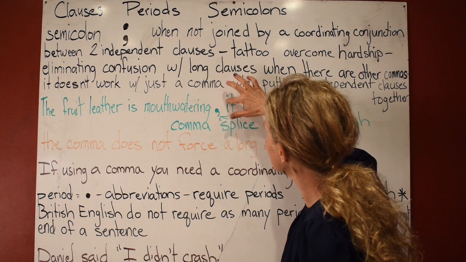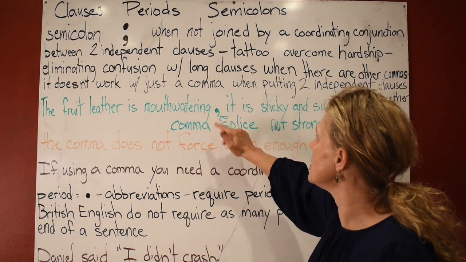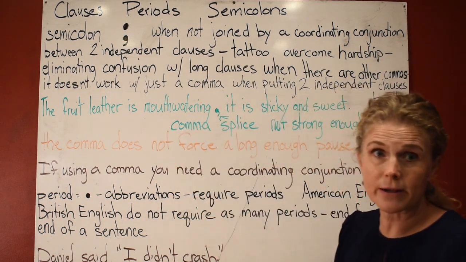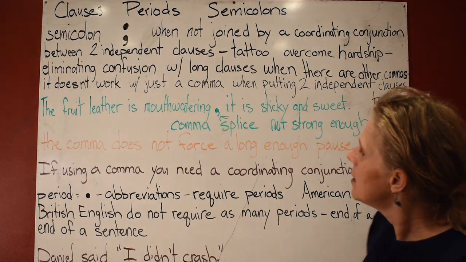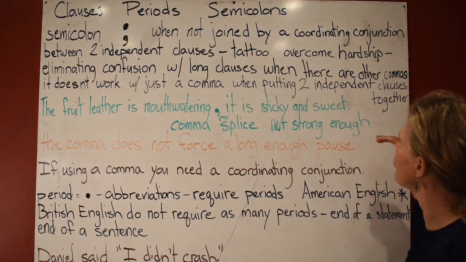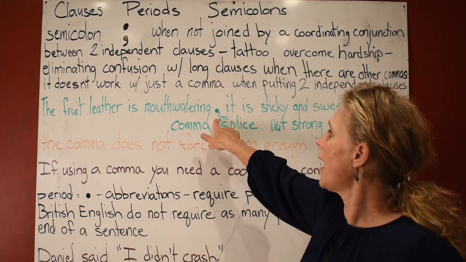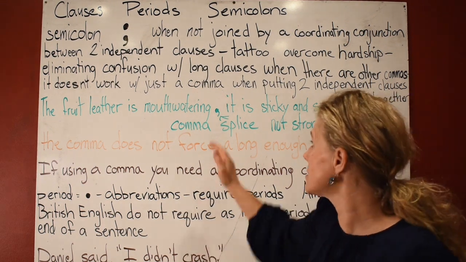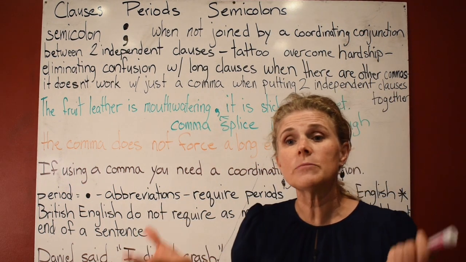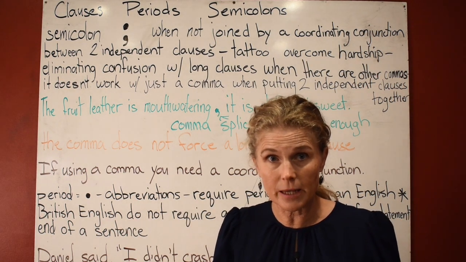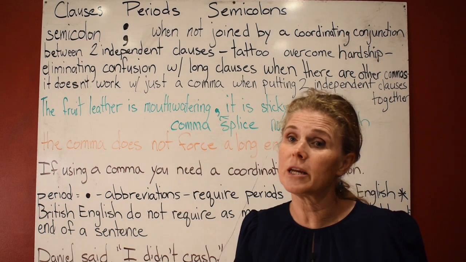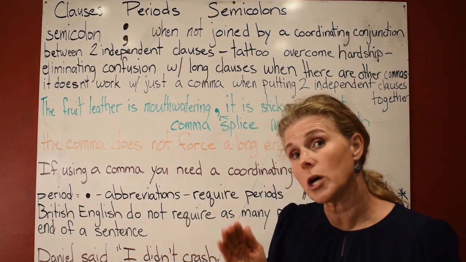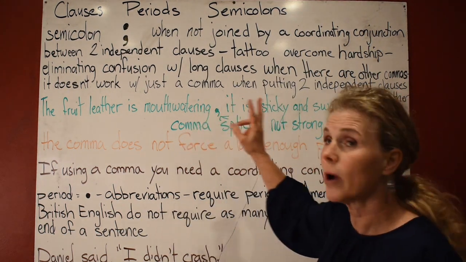So if you hear that's a comma splice, that's what that means. It means that this isn't strong enough. It's not correct. Okay, that's what that's called. So the comma does not force a long enough pause to join two independent clauses together. Now they have to be independent clauses that are put together. Does that make sense? It does force a long enough pause if you have your dependent clause and then your independent clause. It's long enough for that, but not for two independent clauses.